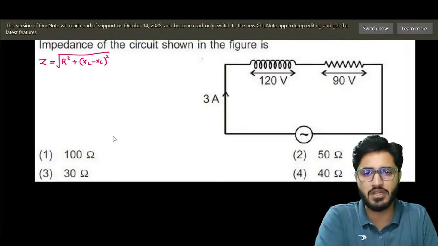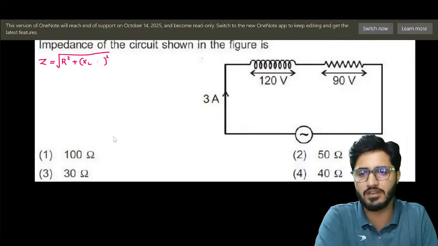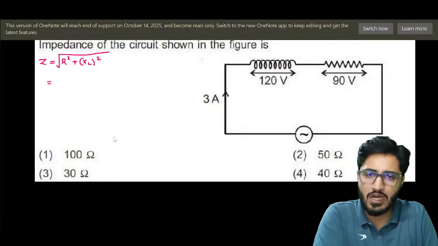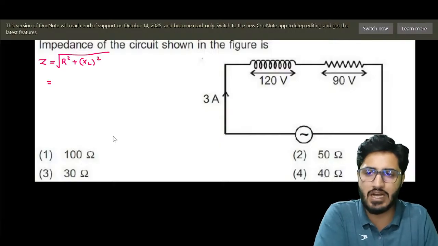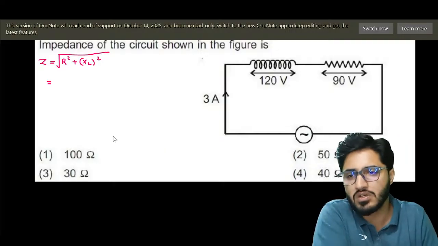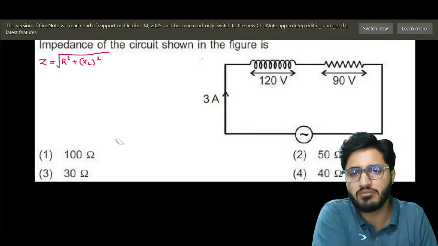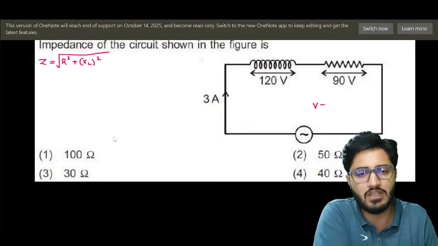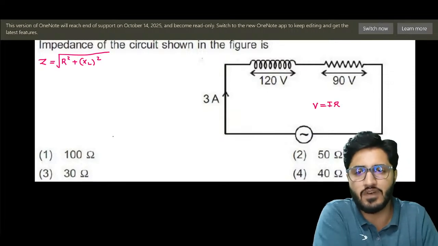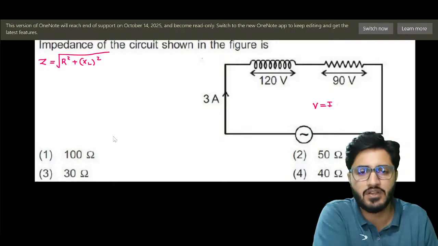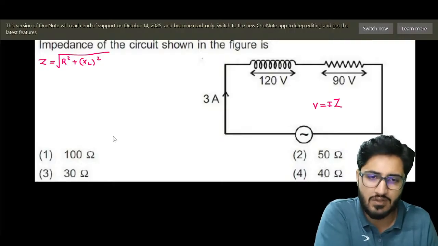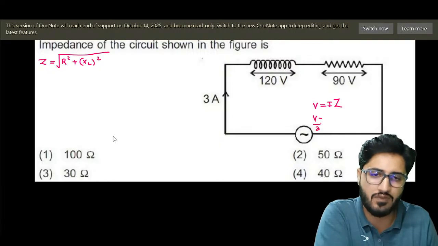Okay, but here we don't have any capacitor term, so there is no fun of writing XC. So I can write XL square. What is R now? We don't have any R, right? So there should be some way so that I can use V equals to IR. I need to get my R, or instead of R, I will write Z, my impedance. We don't have any V now, but I is 3. So I can write V divided by 3 equals to Z.